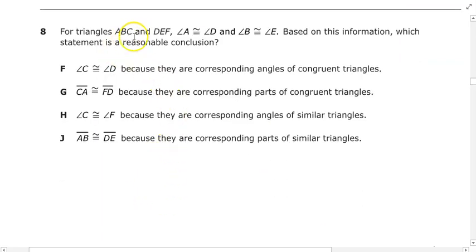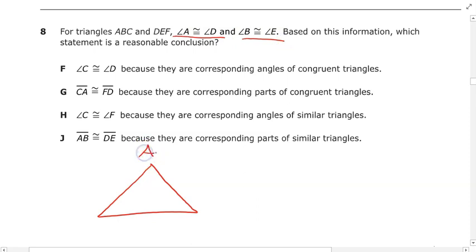Number eight. For triangles ABC and DEF, angle A is congruent to D, B is congruent to E. Based on this information, which statement is a reasonable conclusion? So it sounds like we have two triangles that have two congruent angles. We actually know that angle similarity proves that these triangles have to be similar to each other. So if I was to draw these two triangles, I don't know how big they are, but they're going to be similar to each other by angle. They have two pairs of congruent angles, they have to be similar.